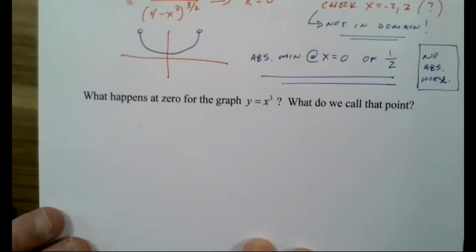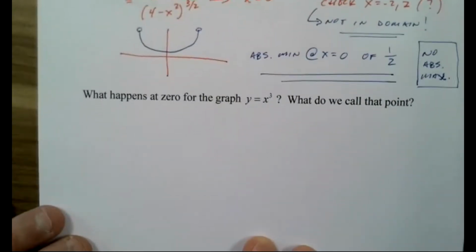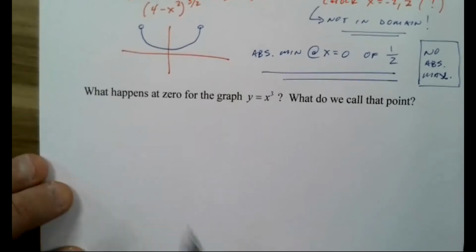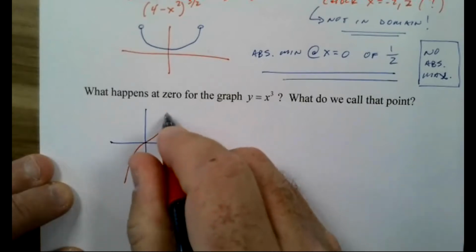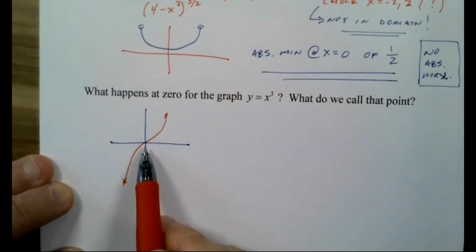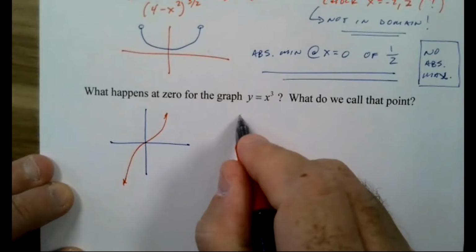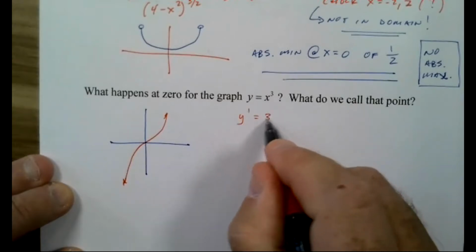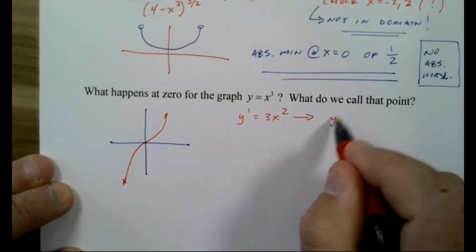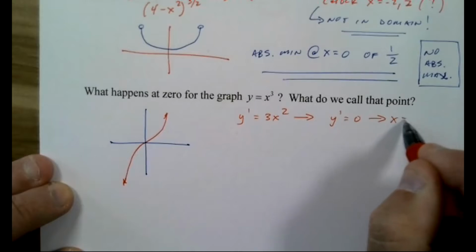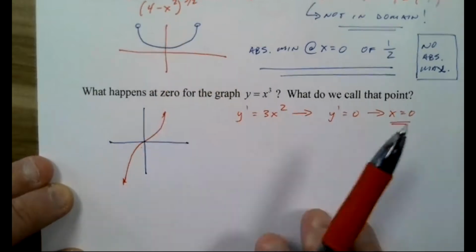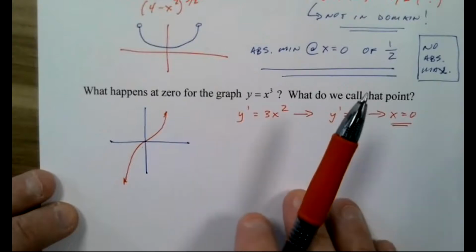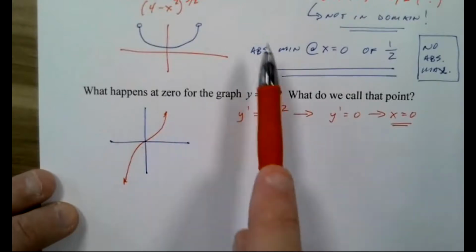What happens at 0 for the graph y equals x to the third? Not quite something completely different, but now for something almost different. No max or min there. But wait a minute, when I take y prime, I get 3x squared. y prime equals 0, x equals 0. This is why we have to always check. We don't just graph and say done. We look and we figure things out. We go from there. All right, I cheated by looking at the graph.